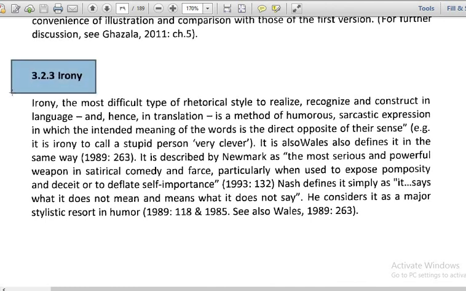Another feature of literary language is irony. In page 39, irony, the most difficult type of rhetorical style to realize, recognize, and construct in language, and hence in translation, is a method of humorous, sarcastic expression in which the intended meaning of the words is the direct opposite of their sense. For example, it's irony to call a stupid person very clever. Okay?